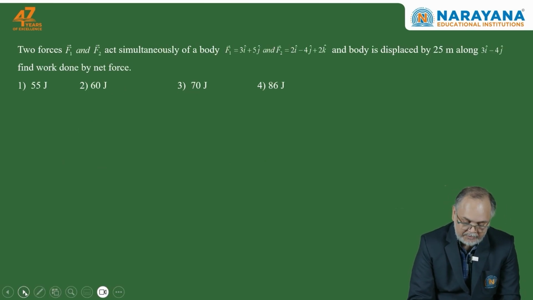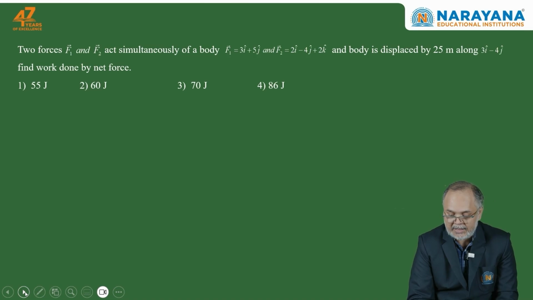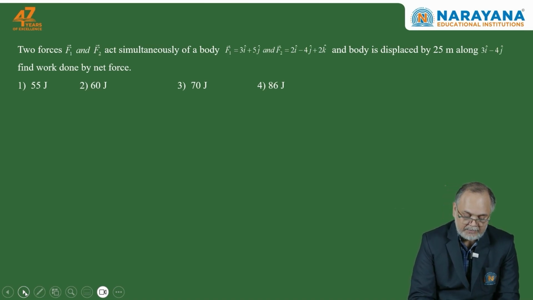The next problem is related to the work done. You can see here two forces F1 and F2 act simultaneously on a body. F1 is equal to 3 i cap plus 5 j cap and F2 is 2 i cap minus 4 j cap plus 2 k cap, and a body is displaced by 25 meter along 3 i cap minus 4 j cap. Find the work done by the net force.